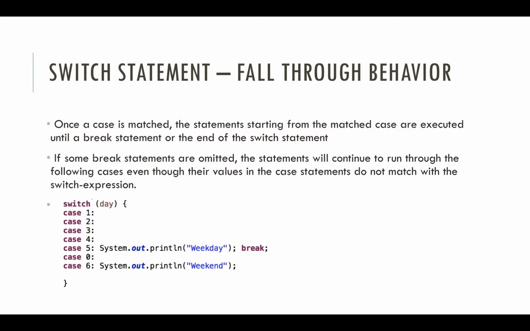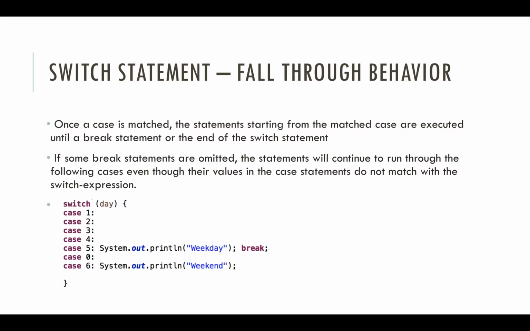So here's a very simple case of the switch statement. Suppose we switch the value for the day, and we omit the break statements for day equal to 1, 2, 3, 4, and day equal to 0. What will happen is that no matter if day is equal to 1, 2, 3, 4, 5, it will always print out weekday because it will follow through until reaching the break statement in case 5. And if we have day equal to 0, it will follow through again until reaching the end of the switch statement, and then it will print out weekend.